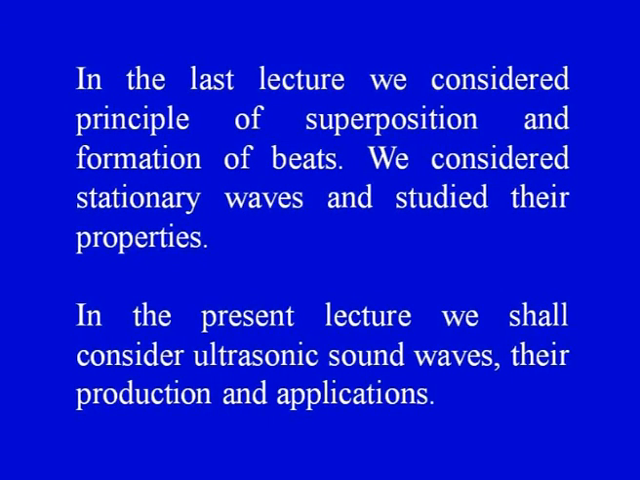The whole region gets divided into segments by nodes. Nodes are the points where the particles have zero amplitude; they are permanently at rest. All the particles in a segment are in the same phase. Those in the adjacent segments are in opposite phase. In the middle of the segment, there is a point called the antinode. Here the amplitude is maximum. The distance between a node and an antinode is a quarter wavelength, lambda by 4. We studied all these properties.